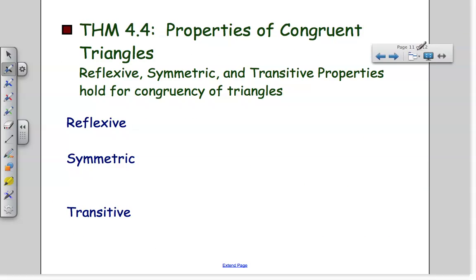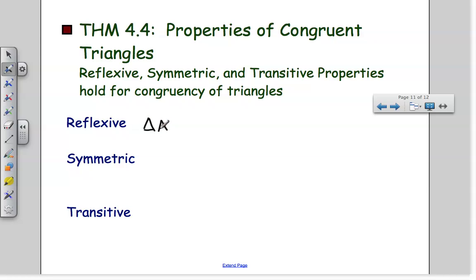Alright, one more slide here. These reflexive, symmetric, and transitive properties are coming up again. All it's saying today is that they do hold or do work for congruency of triangles too. So reflexive property works for triangle congruency, meaning, remember reflexive was anything is congruent or equal to itself. So I could say that triangle ABC is congruent to itself, triangle ABC.